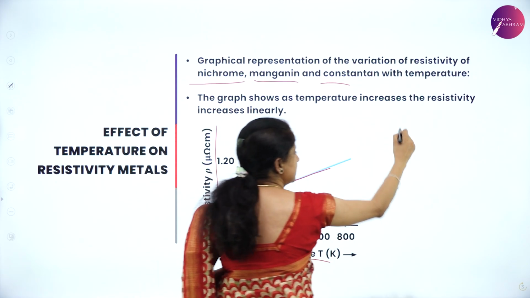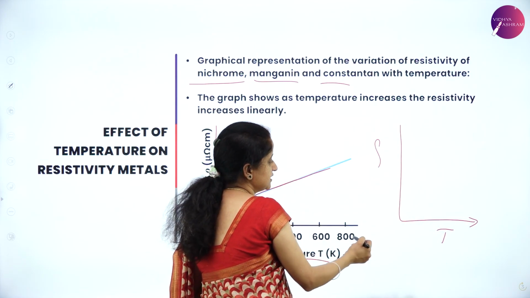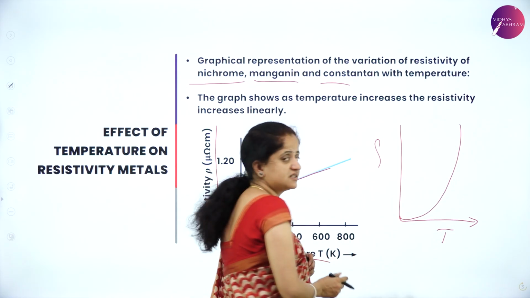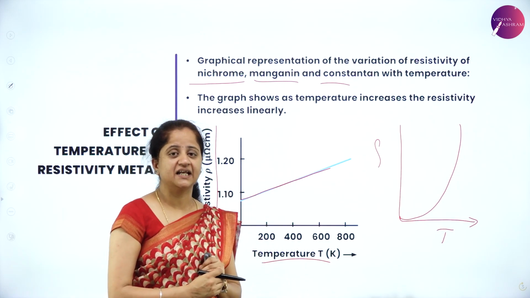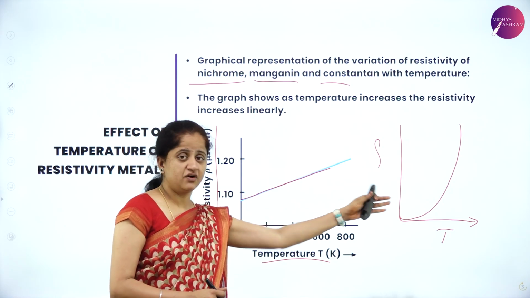Say for example, if you consider copper, then how does its resistivity vary with temperature? As the temperature increases, the resistivity of copper will also increase. The materials like nichrome, manganese and constantan, and this is for copper.